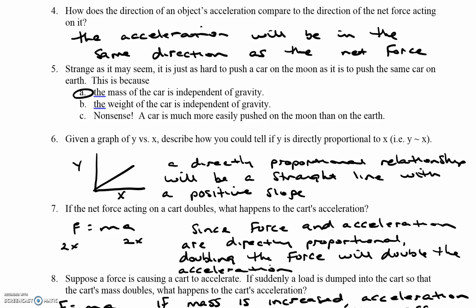For number 7, if the net force acting on a cart doubles, what happens to the cart's acceleration? So again, what we can look at is our F equals ma equation. Force is on the left-hand side of the equation. Acceleration is on the right-hand side of the equation. So that means force and acceleration are directly proportional. Whatever we do to our force is going to have the same effect on our acceleration. So doubling our force would double our acceleration.